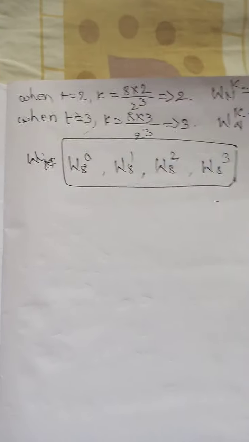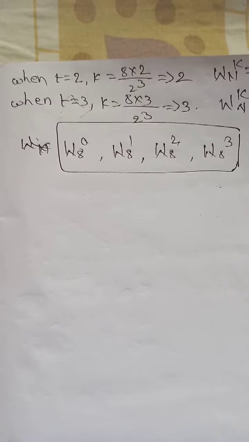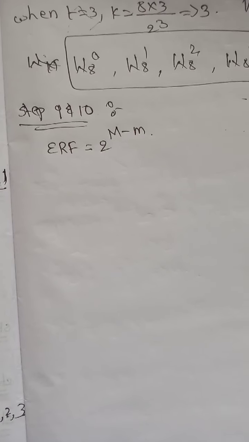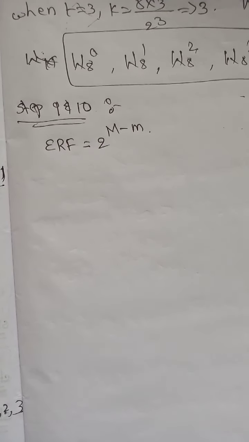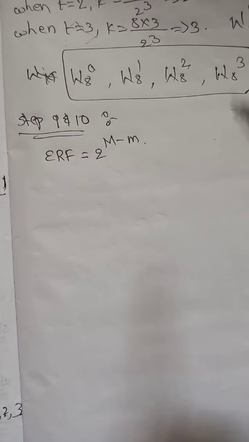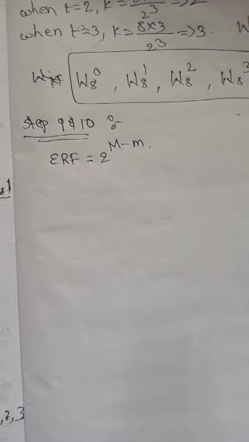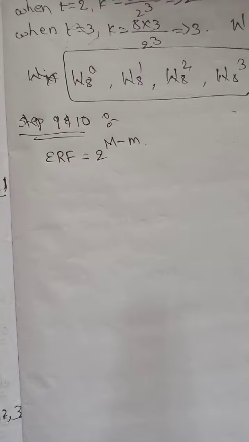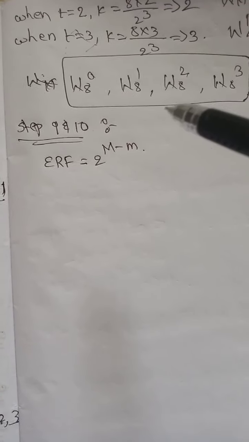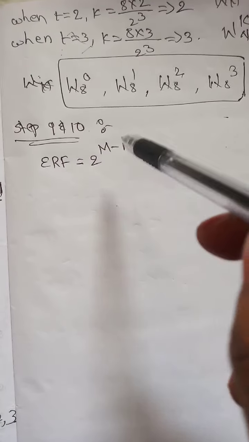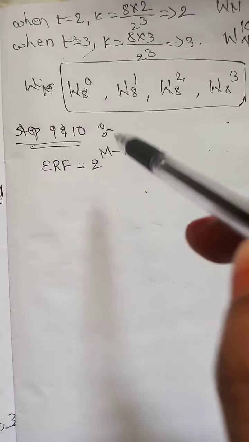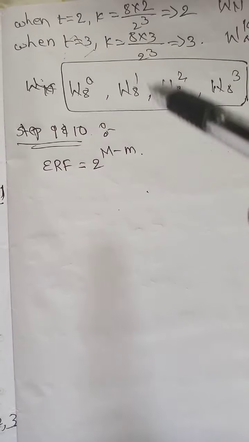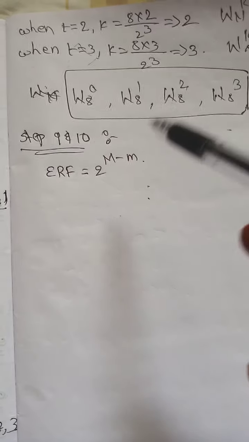So our next steps are 9 and 10. Here steps 9 and 10 find the exponent repeat factor, that is, how many times the factor will be repeated in each stage. Here ERF is equal to 2 power capital M minus small m, where capital M is the integer and small m is the stage index.